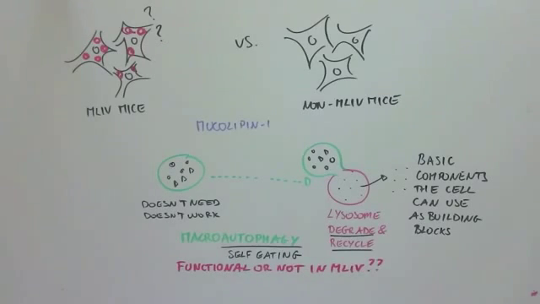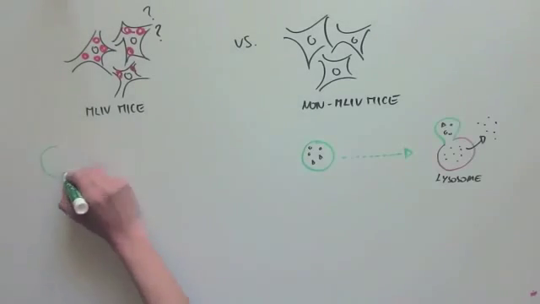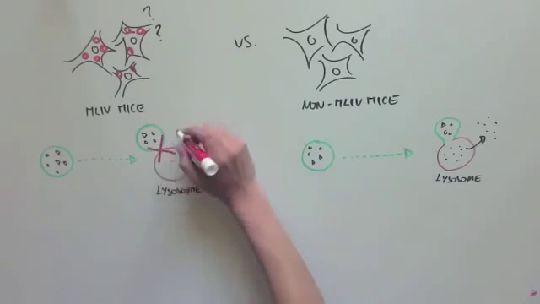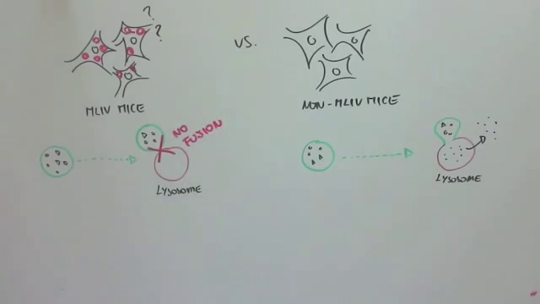So the scientists were interested to see if this pathway was functional or not in ML4 neurons. And what the scientists found was that the vesicles that carried the material to be degraded did not fuse with the lysosomes. Because they could not be degraded, these vesicles accumulated in ML4 cells, proving that this macroautophagy pathway could not function properly in ML4 neurons.